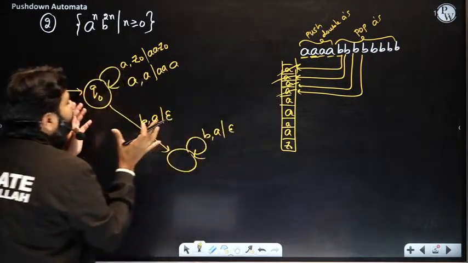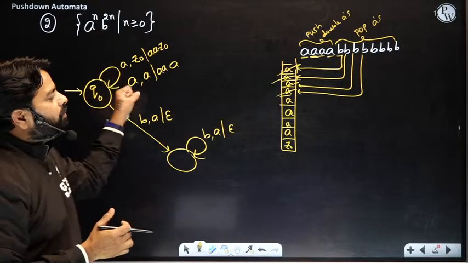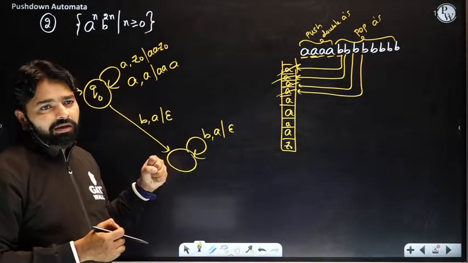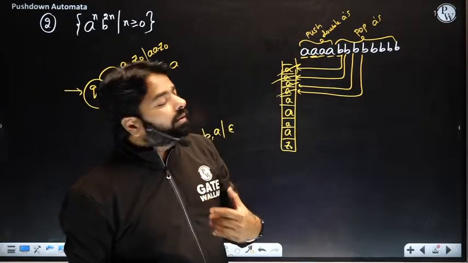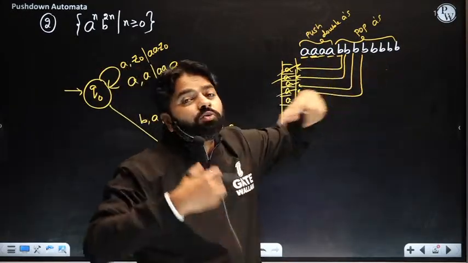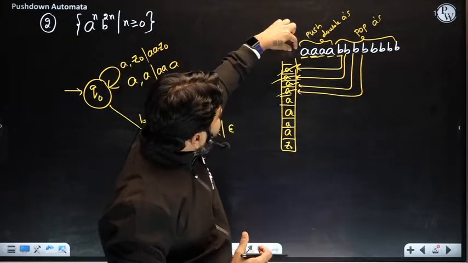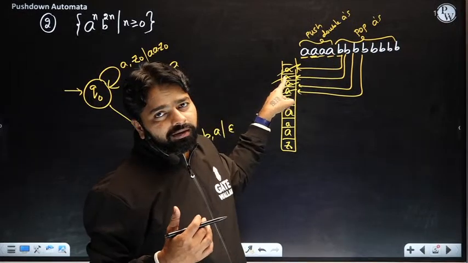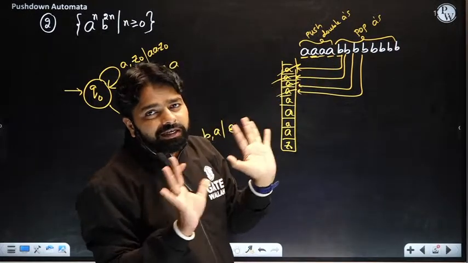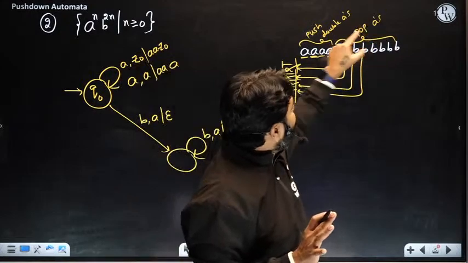So you should have a clear-cut idea of how many a's you are pushing and how many a's you are popping. If you are pushing 2 a's, then there is no need to pop 2 a's. Why? Because here the number of b's is twice the a's. That is the reason every a we push 2 a's, but while popping, 1 b, 1 a only. Right? We are not matching an equal number of b's and a's. The b's should be twice the a's.